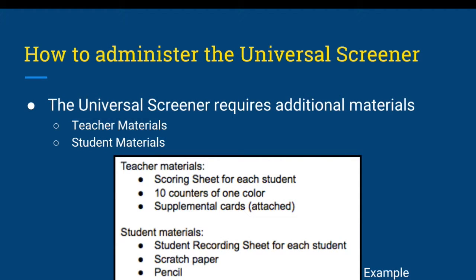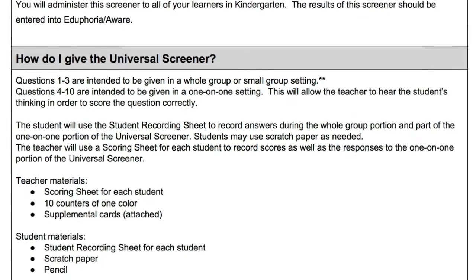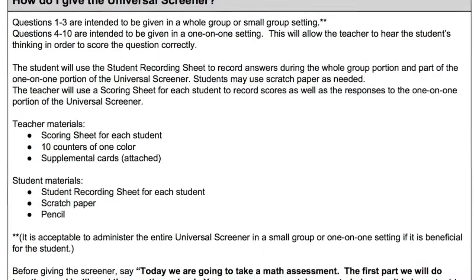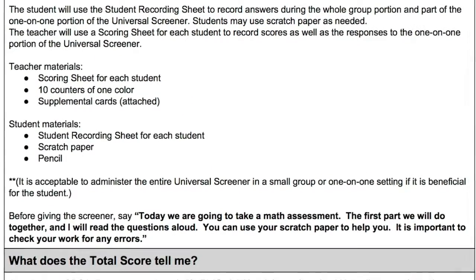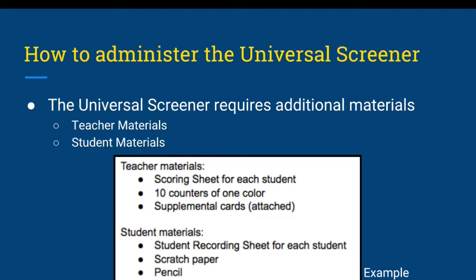On the front page of the universal screener, you will see a section that talks about the additional materials that are required for the universal screener. There are materials for the teacher as well as the student. These are different for each grade level. We have an example here.